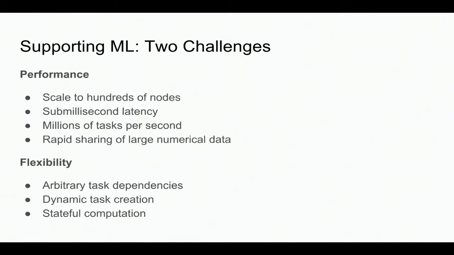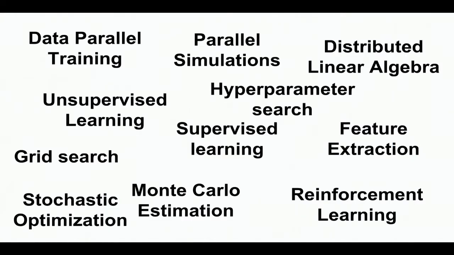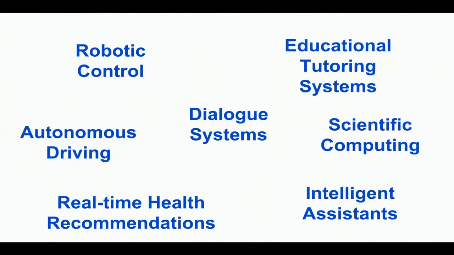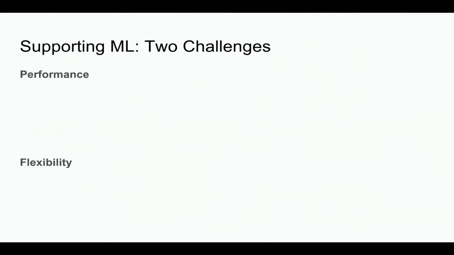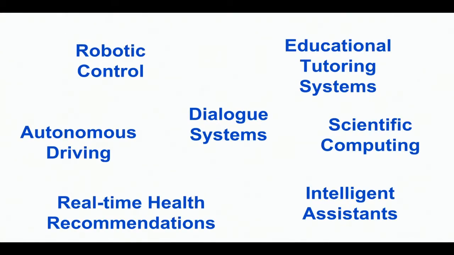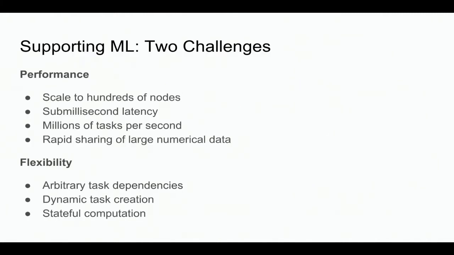In terms of flexibility, you have to be able to implement all of these different computational patterns, all of these different applications. And to do that, you need a lot of flexibility in the kinds of computations you can express. So that means you need to be able to have arbitrary tasks that are doing arbitrary things and have arbitrary dependencies on one another.